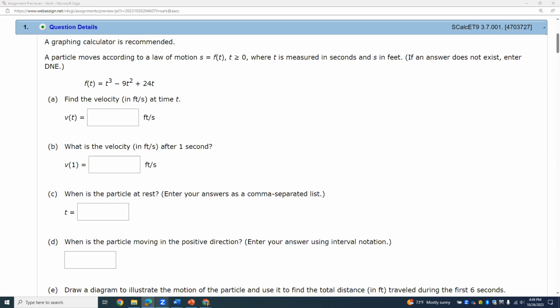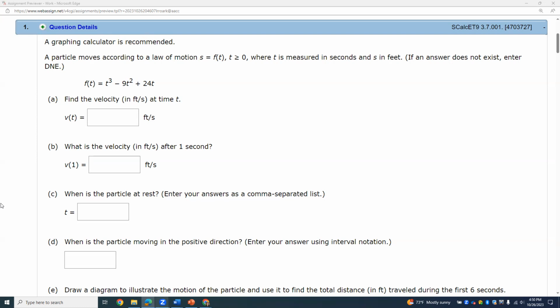Pretty much what they're saying is that there's some particle and it's moving. And this is essentially a position function, right? This all ties back to some similar questions at the end of test 1, where we just started learning how to find the derivative, and how if you took the derivative of the position, you get the velocity, right? The instantaneous change in the position is the velocity.